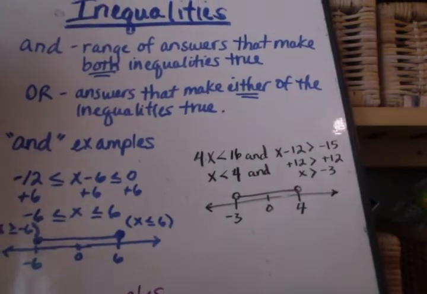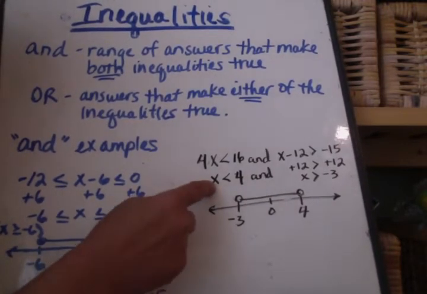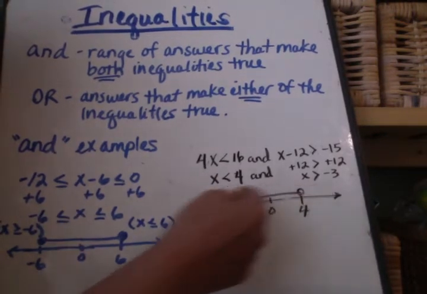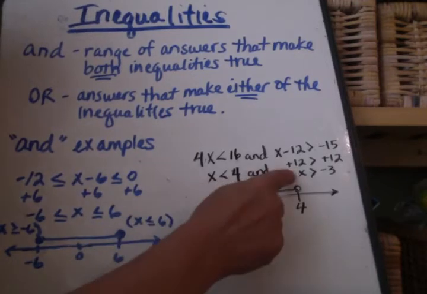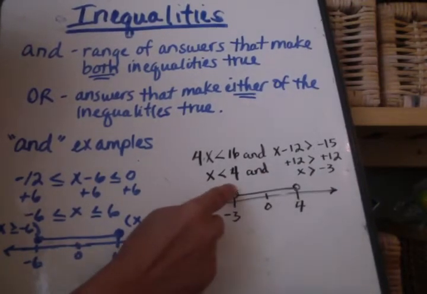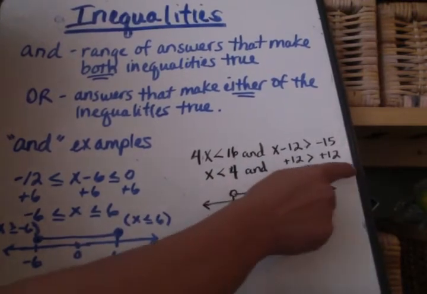So now I'm just going to graph both of those. X is less than 4. So I go to the 4, it's an open circle, and it's everything to this direction, to the left. X is greater than negative 3. Negative 3 open circle. And if I follow the arrow, it's this direction all the way.